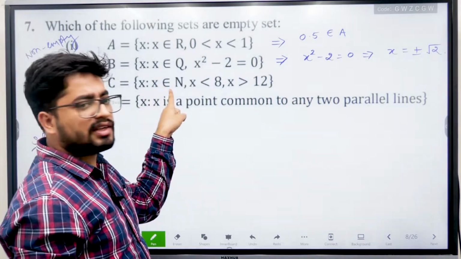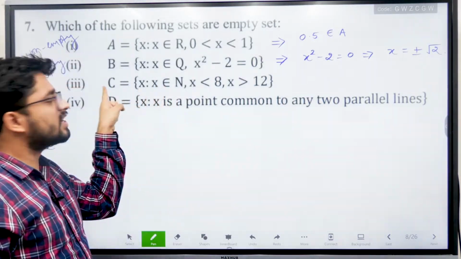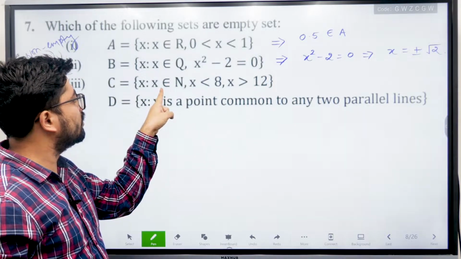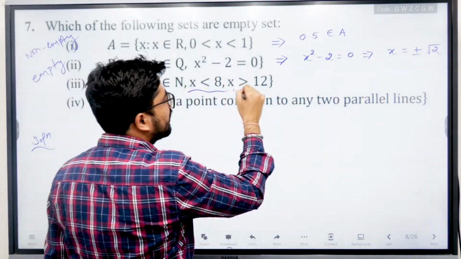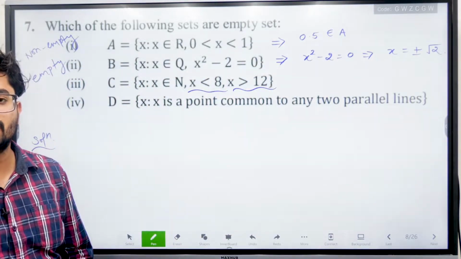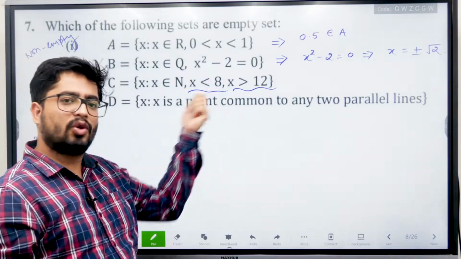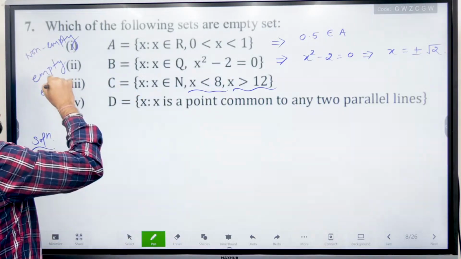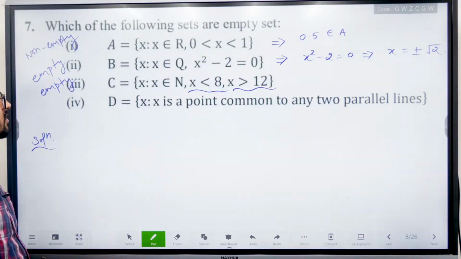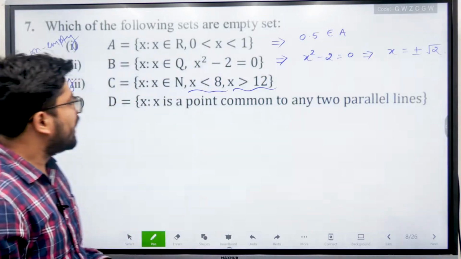C is the set of all the natural numbers which are less than 8 and greater than 12. So this is impossible. You cannot find any natural number which is smaller than 8 but greater than 12. So this is again an empty set. Now for the next one.